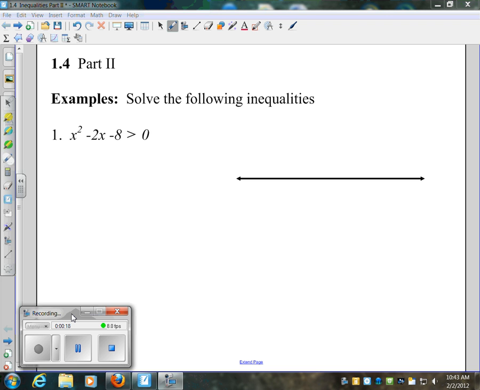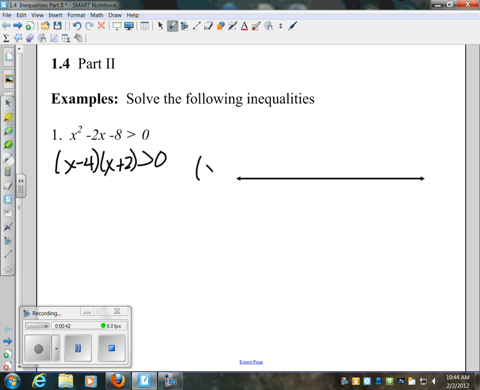So before I even factor, this is a parabola because it's x squared, it opens up, the a value is positive. So I'm really looking for where this parabola is above the x-axis, where it's greater than 0. So when I factor this expression, really I'm looking for the answer. What do these two things multiply to be greater than 0? So one of the things we can do is use a sign analysis.